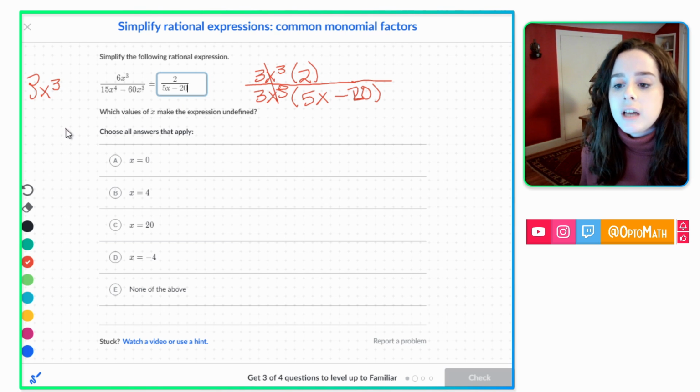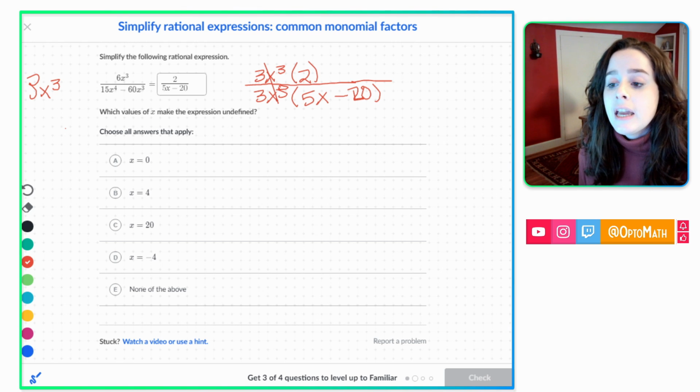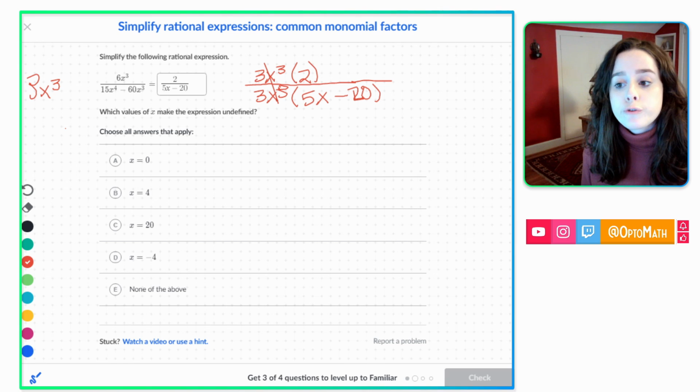So we've got that part done, but we have to finish with our answers we're choosing. Which values of x make the expression undefined? This is another way of saying what are our restrictions. So we have to choose all that apply. We've got our factored form here for our denominator. And remember, to find our restrictions, we have to figure out what value of x, or whatever variable we are using, makes the denominator 0. We have two factors here, 3x cubed and 5x minus 20. We have to figure out what values of x will make that denominator 0 for each factor.